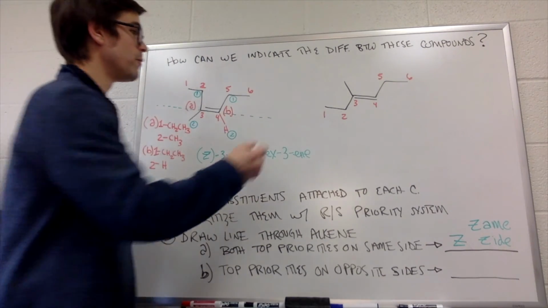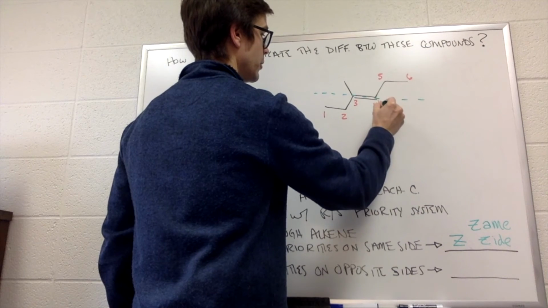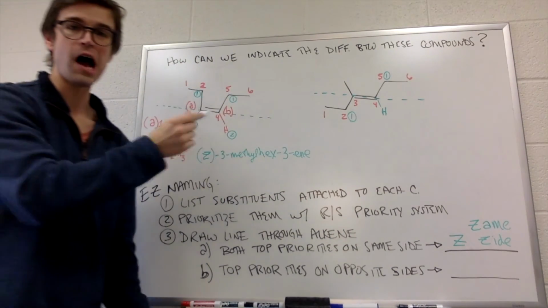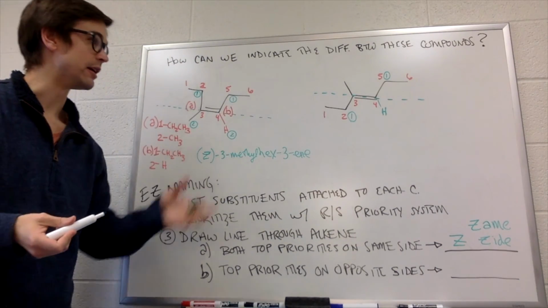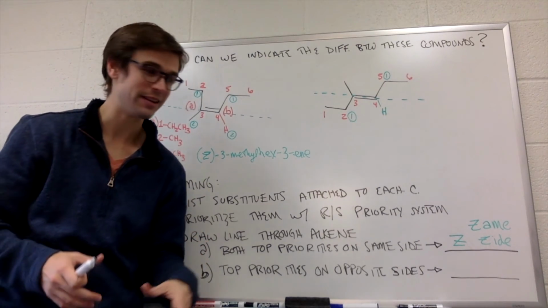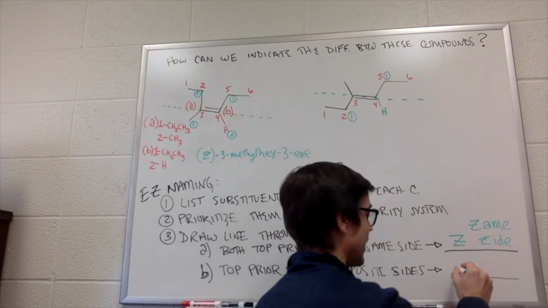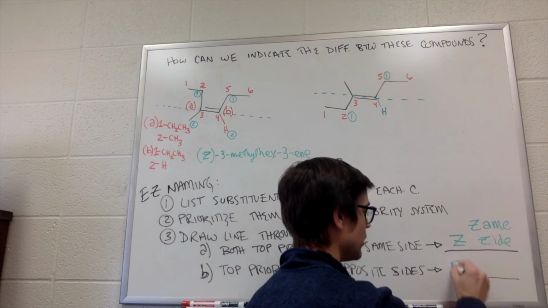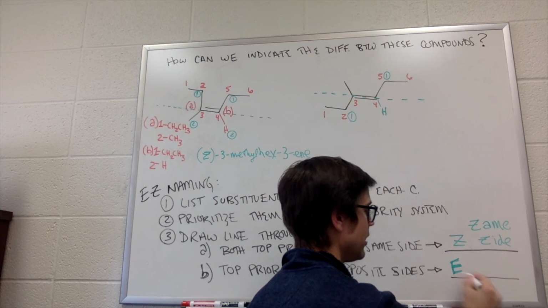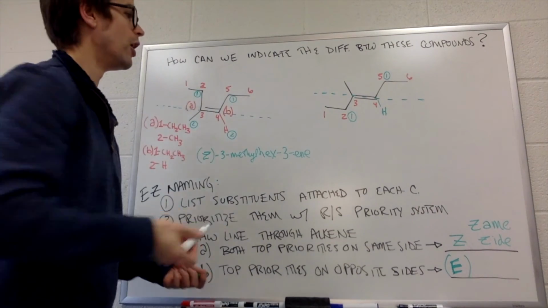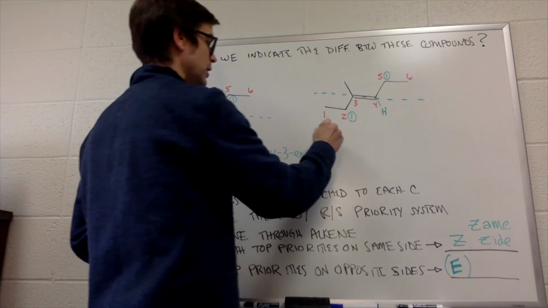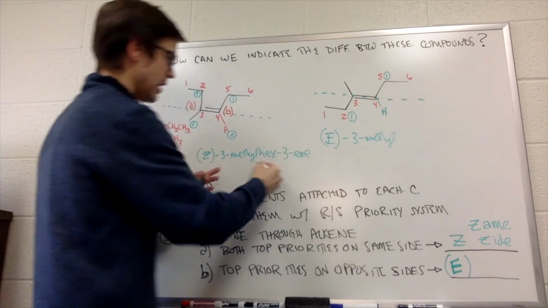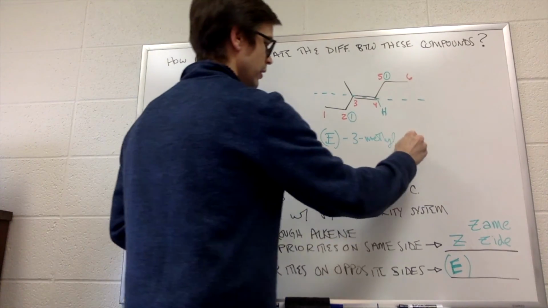This is the same one, except if we draw our dotted line and we note that this is priority 1, this is priority 1, they're on the opposite sides of the line. They're not on the same side. It's the E alkene. When they're not on the same side, they are labeled E. So this one's the Z alkene. This one would be E-3-methyl, same name as that one.